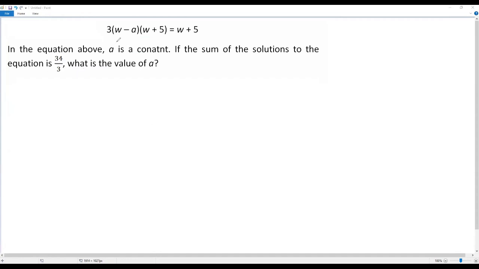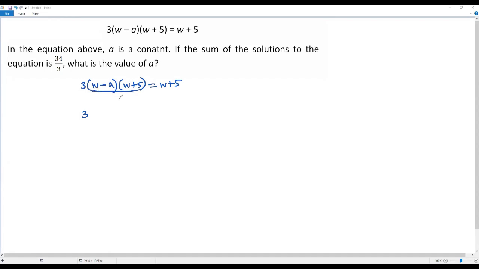Okay, the question says in the given equation a is a constant, and w is a variable. The solutions of the equation are the values of w. Let's do some simplification in the given equation. Let me write the given equation as it is: 3(w − a)(w + 5) = w + 5.